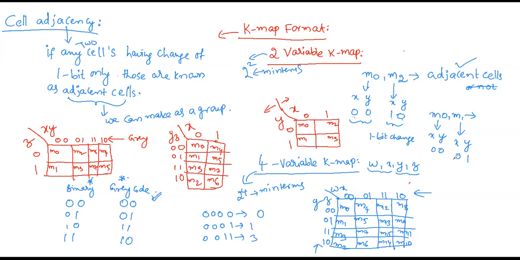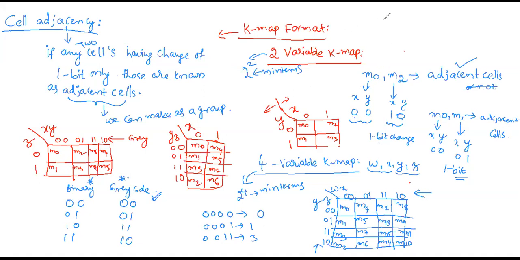Now look at the bit changes. How many bit changes? Previously we discussed the distance between the two ports. Similarly here also, what is the distance between these two ports? 0 0 same, 0 1 differ. So there is 1 bit change between these two cells. If there is a 1 bit change, these are called adjacent cells. If there is only 1 bit change.